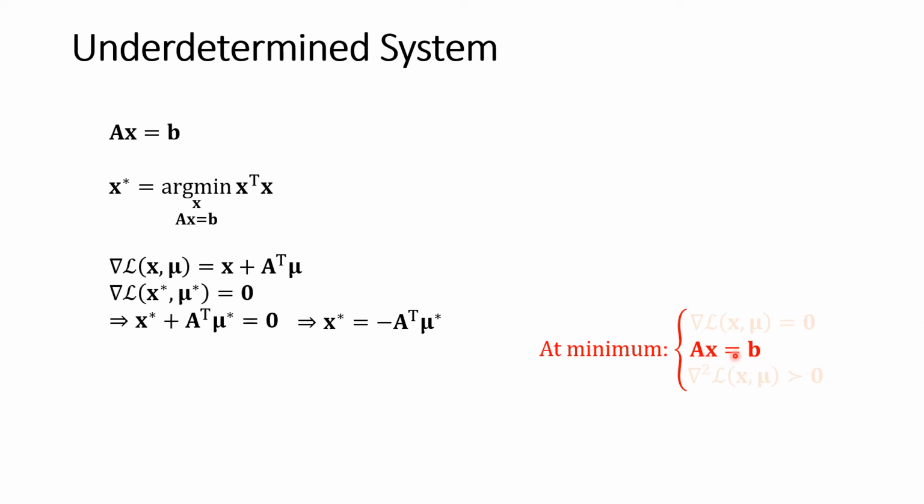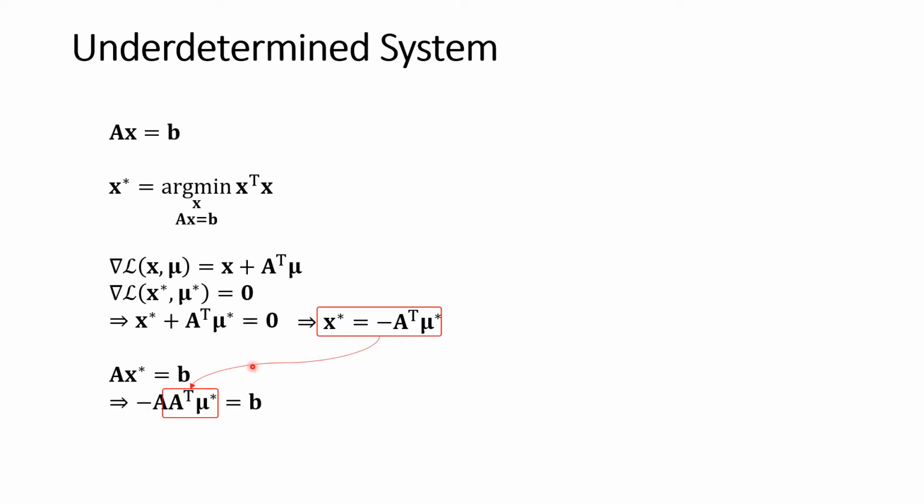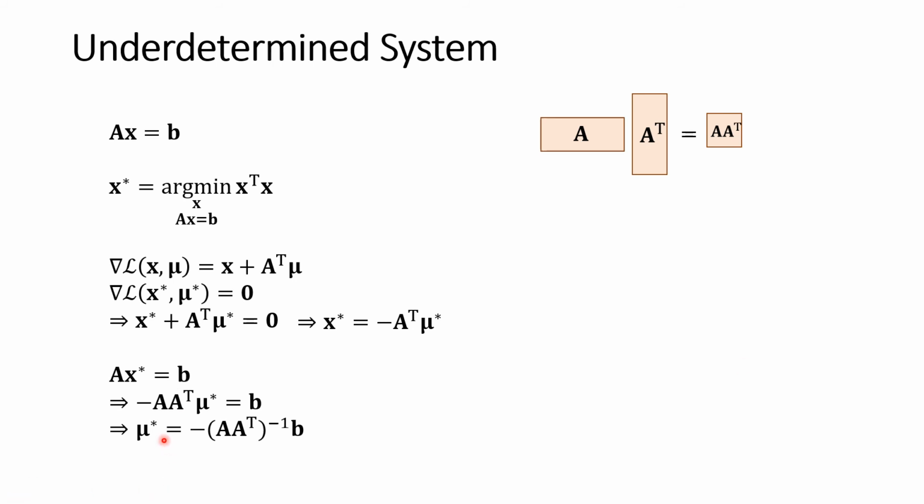Now we have to take care of this second condition here, Ax equals b. So, A x star must be equal to b. But x star is equal to negative A transpose mu star, whence replacing x star with this value, I get negative A A transpose mu star equals b. Whence mu star equals negative (A A transpose) inverse b. And A A transpose is a small sized matrix, m by m, and so it's invertible. So mu star is given by this expression.